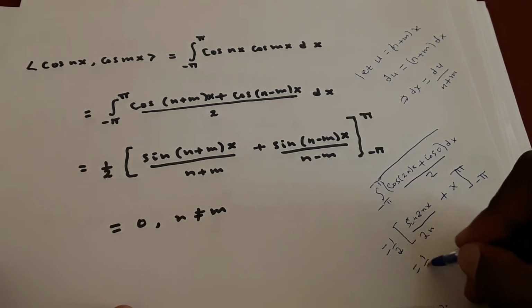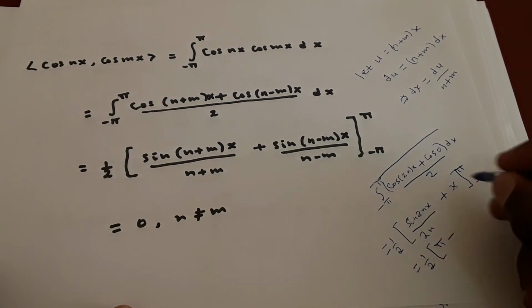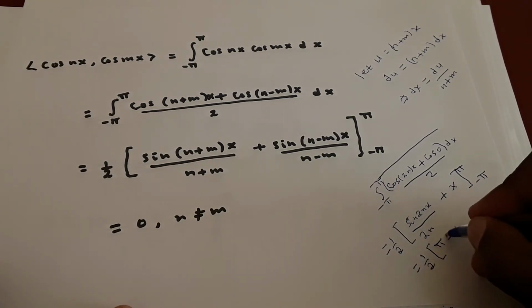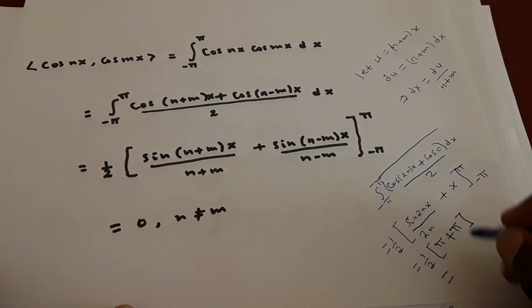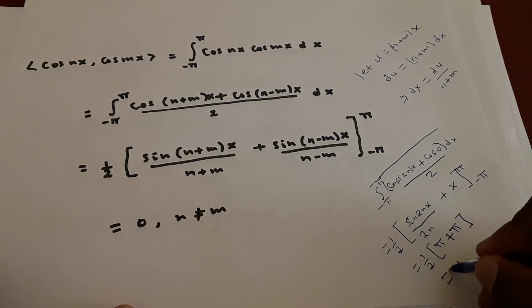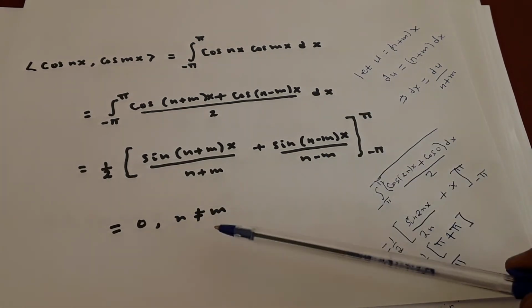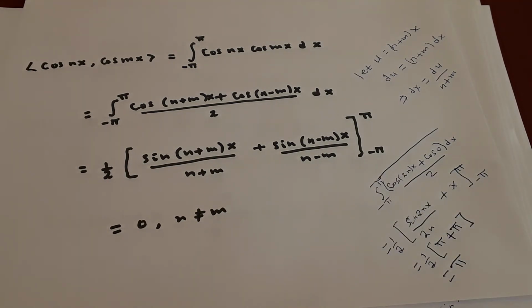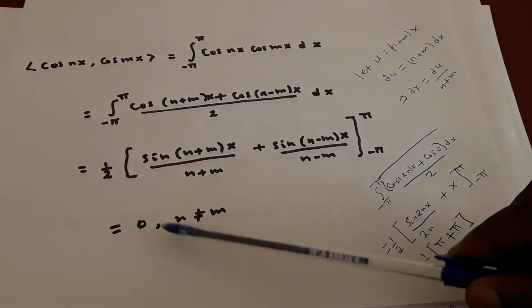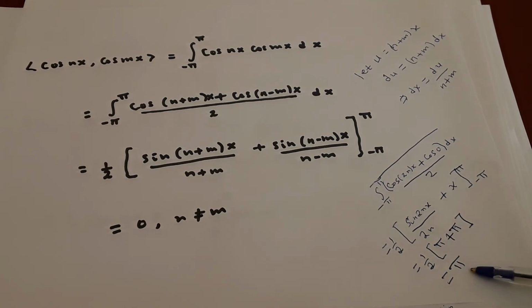What remains is half of x at pi minus x at minus pi, which is minus pi, so it turns to plus. So pi plus pi is 2 pi, over 2 is pi. So they are orthogonal if n is different from m. If n is m, they cannot be orthogonal. That's why we have specified this. If n is m, as we illustrated here, we obtain pi, which means they are not orthogonal.